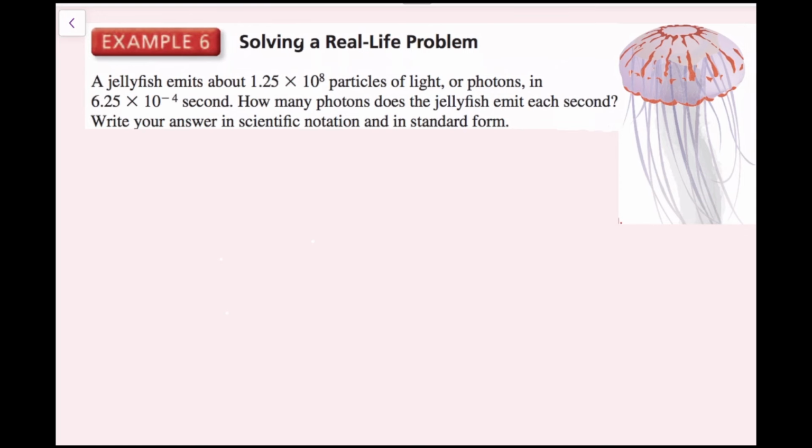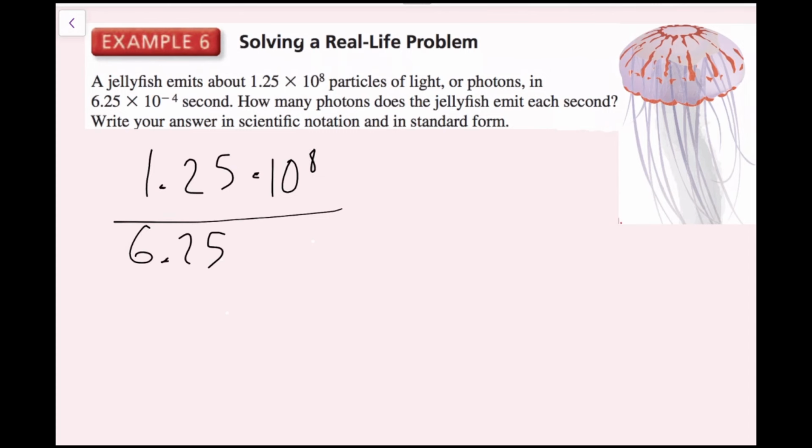Well, this is going to be some good review on scientific notation, but to figure out our rate, we can just divide the number of particles emitted over the amount of time that it happened, okay? So basically this value, 1.25 times 10 to the 8th over 6.25 times 10 to the negative 4th seconds, okay? So I'm just going to write that out. And we could easily just use a calculator here, but it's actually pretty quick to do it without a calculator.